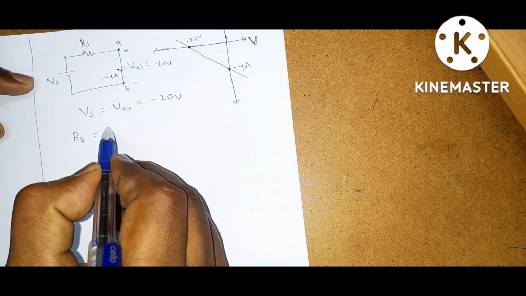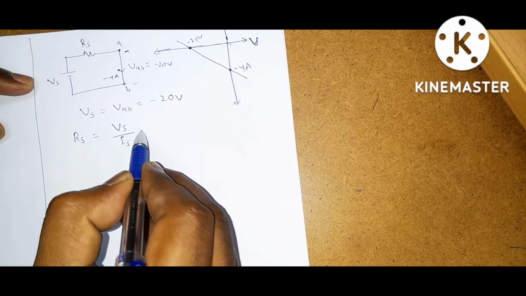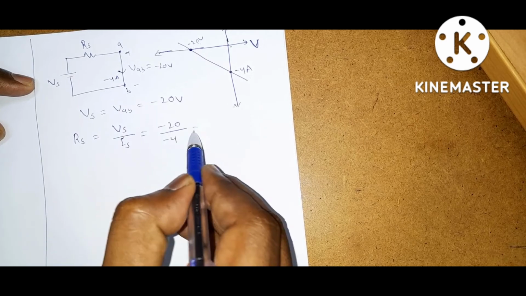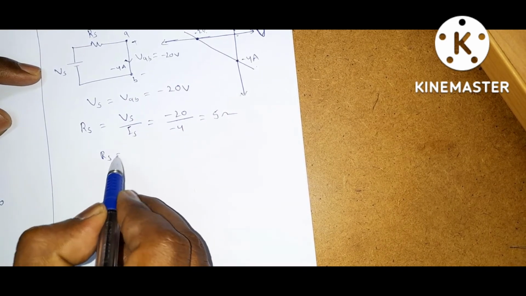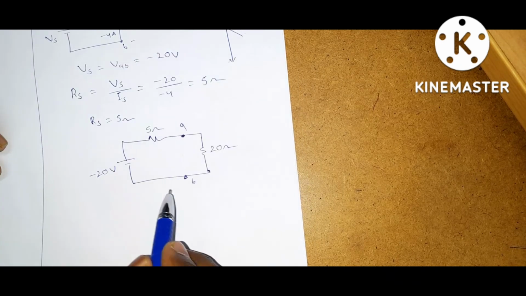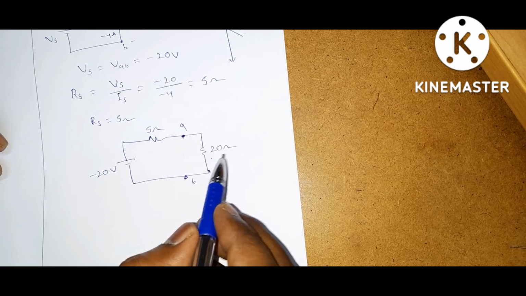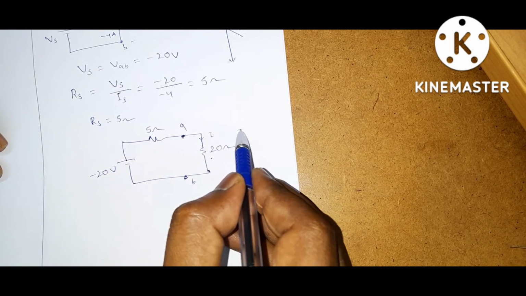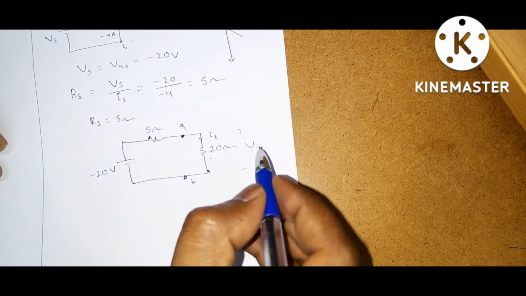Okay. From this, what is RS? RS is equal to VS by IS. So what is VS? Minus 20. What is IS? Minus 4. This is 5 ohms. So you got RS is equal to 5 ohms. Now across AB, a 20 ohm resistor is connected, and they are asking the current flowing through this 20 ohm resistor and the voltage across this 20 ohm resistor. Let them be IX and VX.